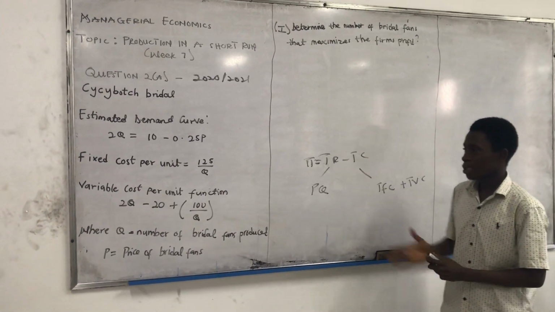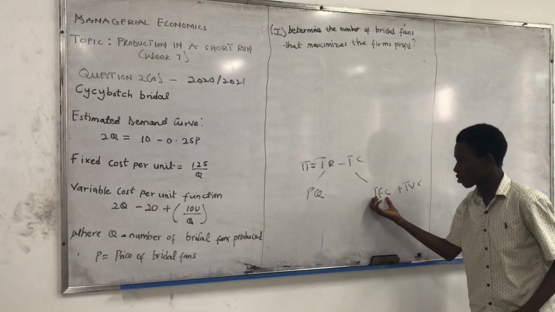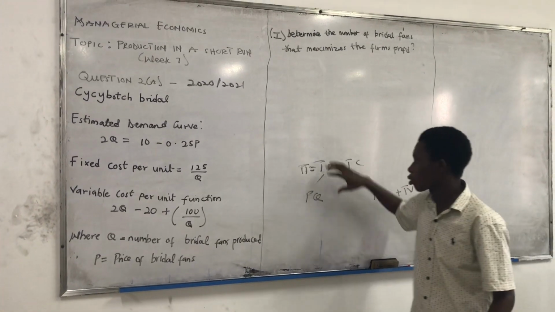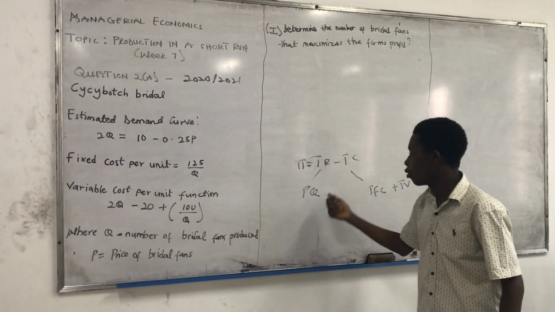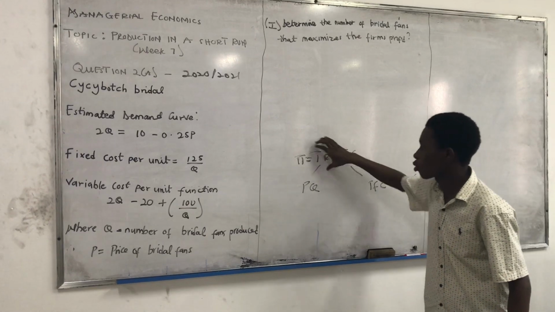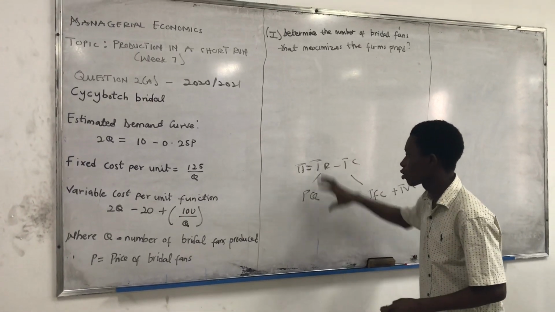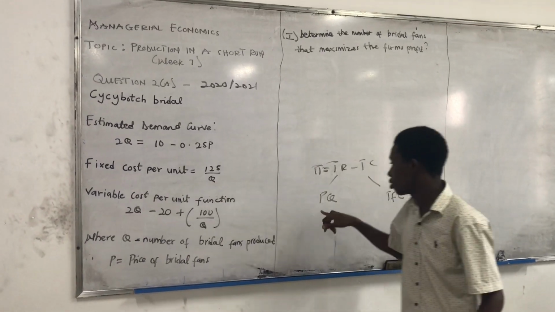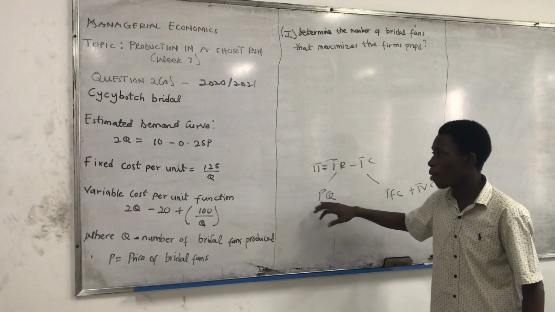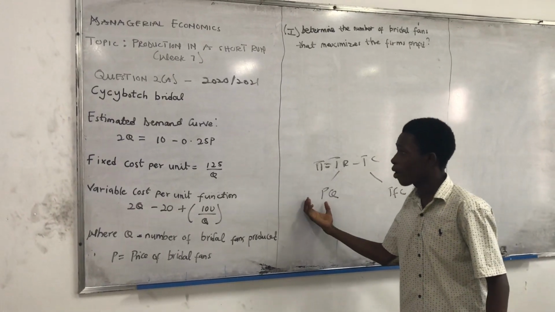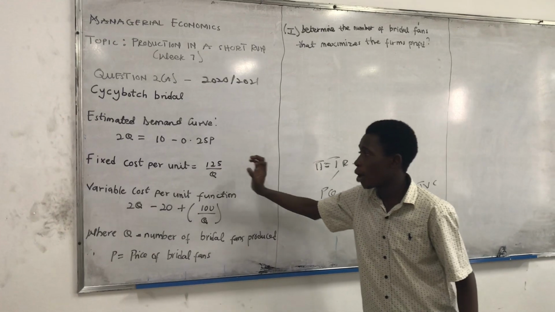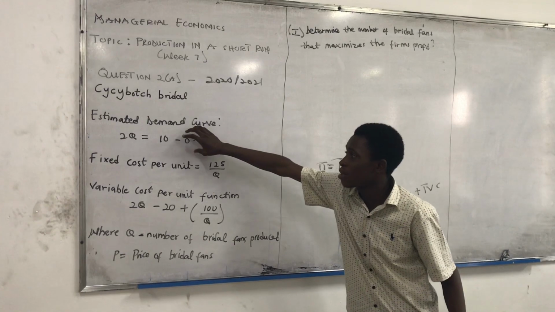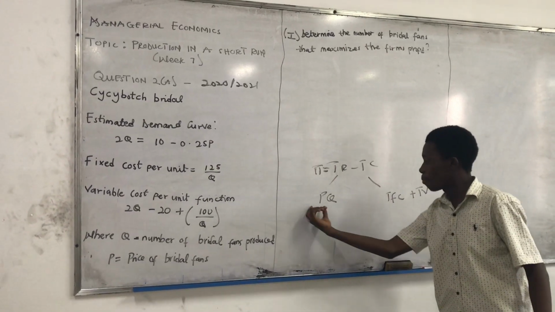So now, let's come back to our question. We need to find total fixed cost, and also total variable cost, before you can get the actual total cost. Now for total revenue, we need to find price and quantity. We are given the estimated demand curve. Someone might ask: price times quantity, how am I going to get a price here? We get the price out of the estimated demand curve. We are going to make P the subject of the estimated demand curve. Are you good? Then we get a price here.